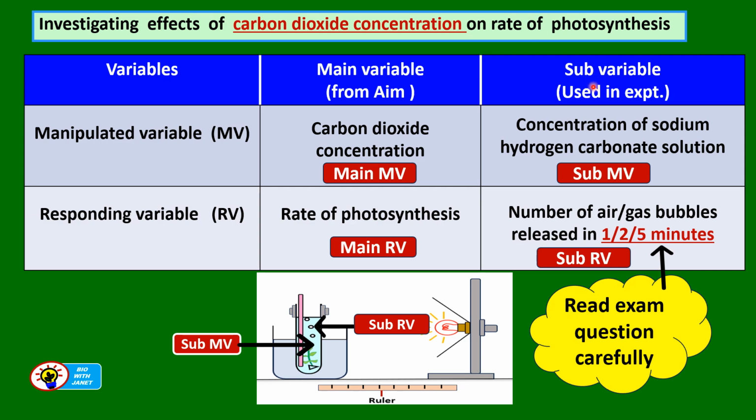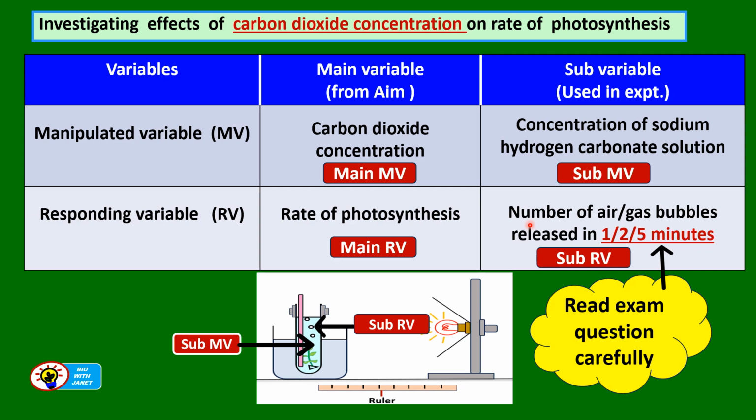How about the sub-variables? Sub-variables are those used in the experiment, in the laboratory. For example, how do you change the concentration of carbon dioxide? You change the concentration of the sodium hydrogen carbonate solution, right? Because the sodium hydrogen carbonate solution provides the carbon dioxide from the carbonate group here. So the higher the concentration of the sodium hydrogen carbonate solution, the higher the carbon dioxide concentration, because more carbon dioxide will be provided to the plant. Okay, so this is your sub MV, which when the value changes, it will change the carbon dioxide concentration.